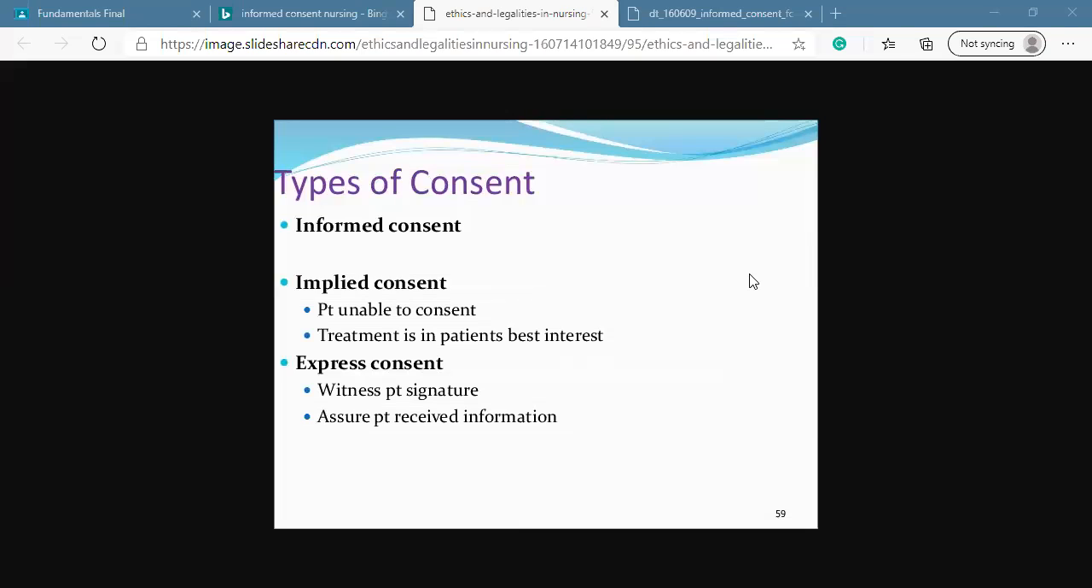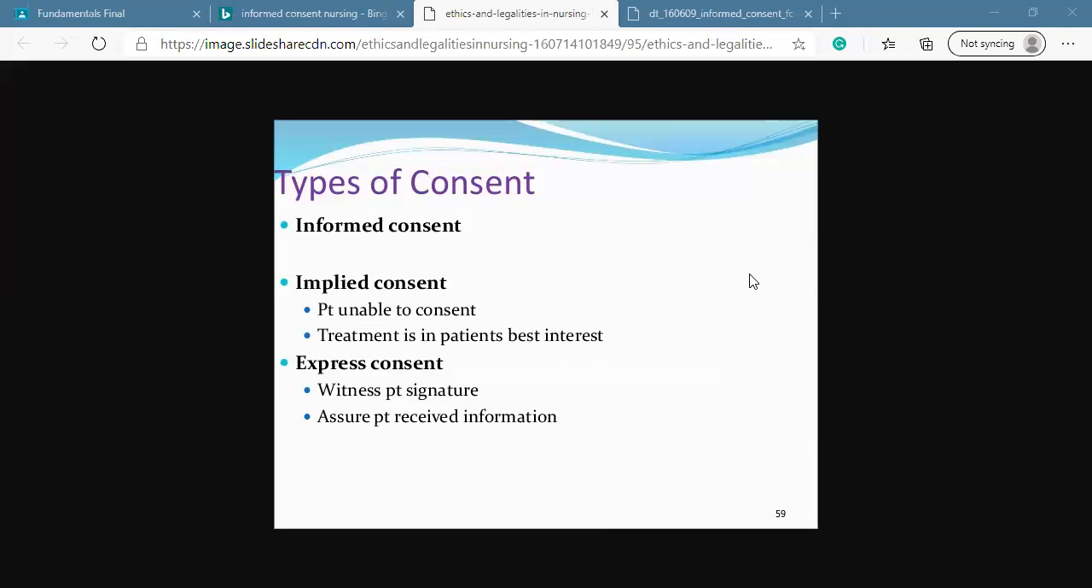After explaining everything, the risk factors and the benefits, it is the patient's right to make the decision, right? And this is called autonomy. So the patient has the right to make his or her own decision. If the patient wants it and agrees with you, then they give the signature.